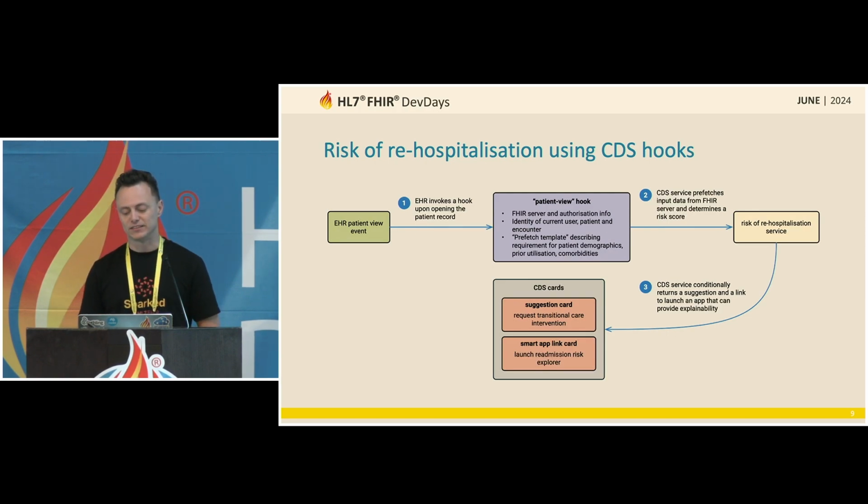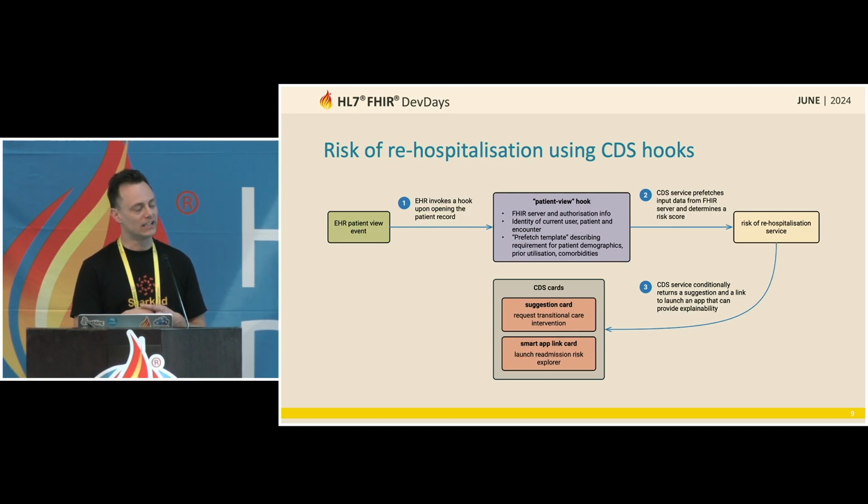The EHR system sends a request to the decision support service that contains the details of the patient and encounter, along with the details of a FHIR server that can be queried for the necessary input data for prediction. The service then retrieves the data that it requires and executes its calculation. The result is returned as a set of cards. A suggestion describes the outcome of the operation, along with associated actions that can be taken. In this example, the action could be the creation of a service request for a discharge plan.